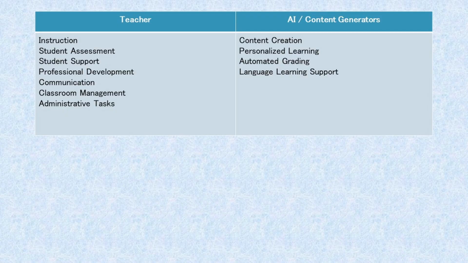What is the role of the teacher in an AI-driven classroom? Teacher's role is to deliver lessons, explain concepts, and facilitate student learning. Evaluate student performance through quizzes, tests, assignments, and provide feedback. Offer guidance, tutoring, and emotional support to help students succeed academically and personally. Engage in ongoing learning to improve teaching methods, stay updated with educational trends, and develop new skills.